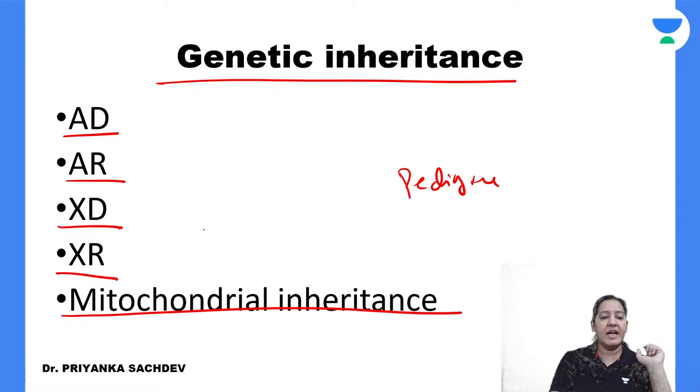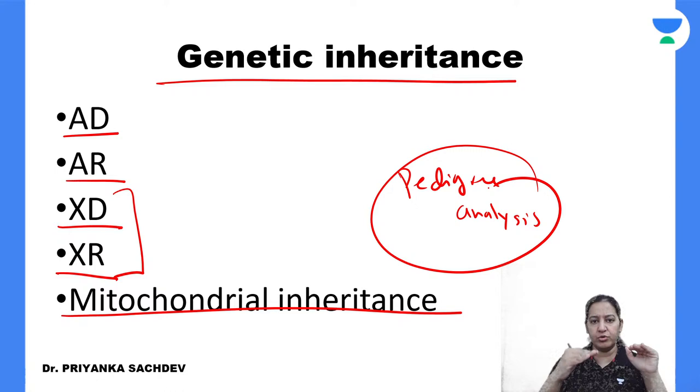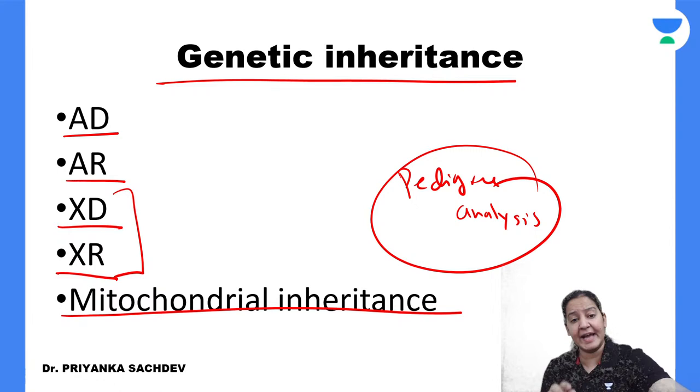In case of sex-linked diseases, X-linked dominant and X-linked recessive, you have to see whether the father is transmitting the disease to sons or daughters, or whether the mother is transmitting the disease to sons and daughters. Depending on the percentage, you have to identify which type of inheritance it is. Pedigree analysis is a separate thing. I am going to take a separate lecture on pedigree analysis in which I will show you the pedigree and you have to give the diagnosis of what type of inheritance it is. Currently, in this lecture, I am going to give you mnemonics for examples of these inheritances.